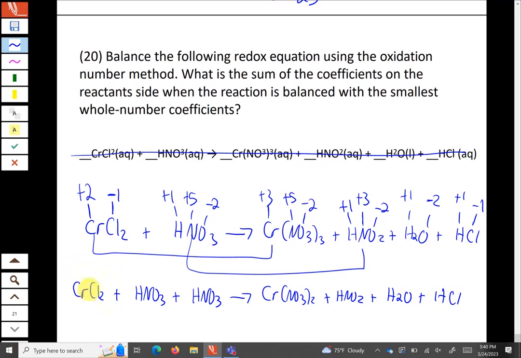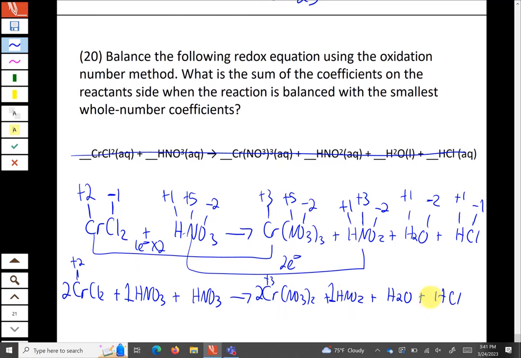All right, and so as we said, chromium is changing from +2 to +3. So that's a 1 electron change, a difference of 1. Nitrogen is going from +5 to +3, so that's 2 electrons. So to balance those out, all we have to do is just double the coefficients on chromium chloride and chromium nitrate. So those are going to get coefficients of 2. And then HNO3 and HNO2, the ones that we're balancing for the redox change, are going to get coefficients of 1. So those coefficients are set.